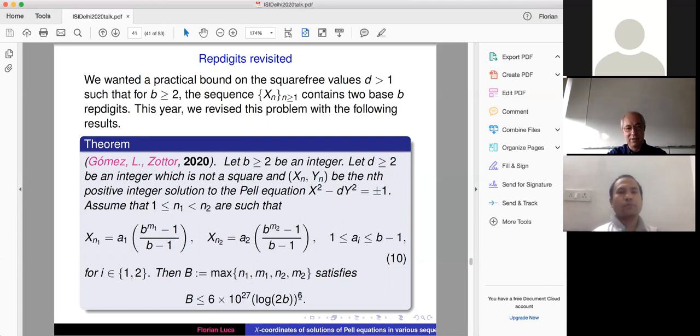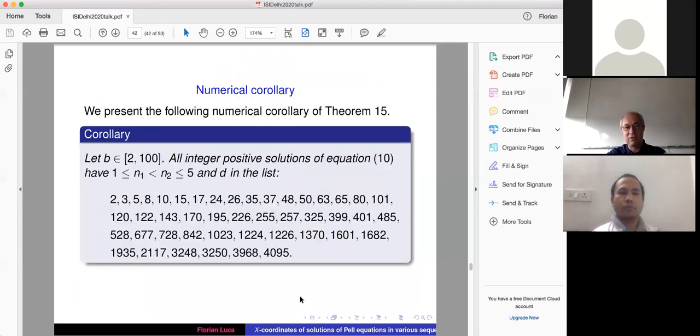Now, let me tell you where one of the hurdles is. Then we have a numerical corollary. Take b from 2 to 100. All positive integer solutions have the largest n at most 5. And all the d's are in this list. I'm not going to give you the list of all the possibilities. What I'm going to tell you is that the d's are in this list.